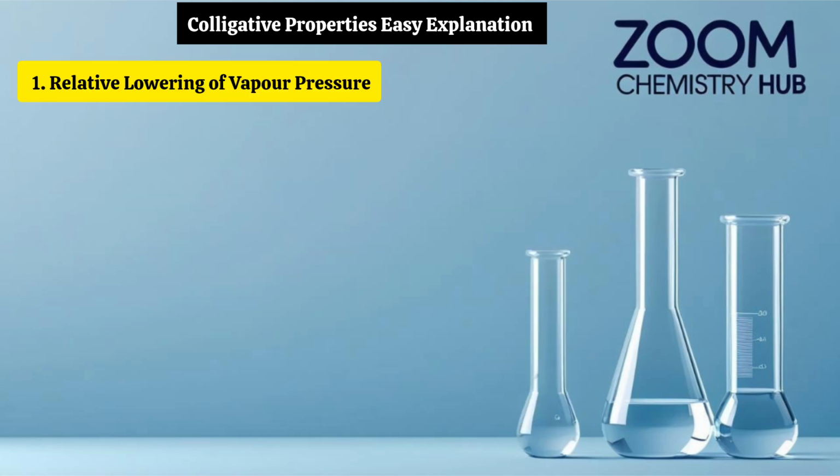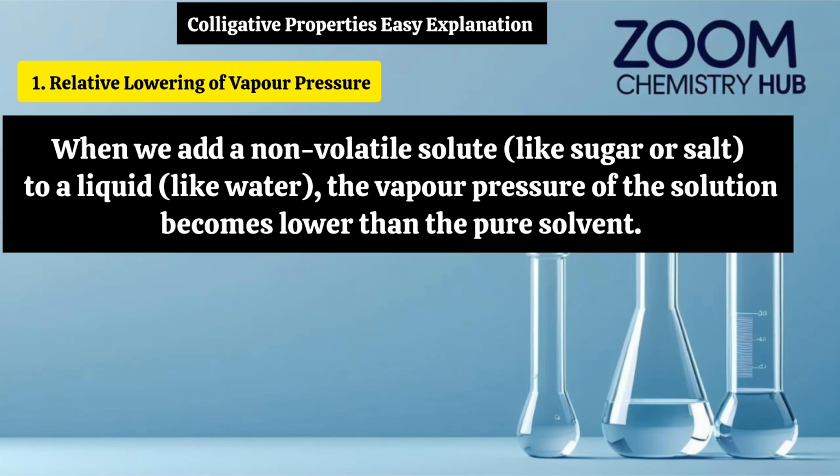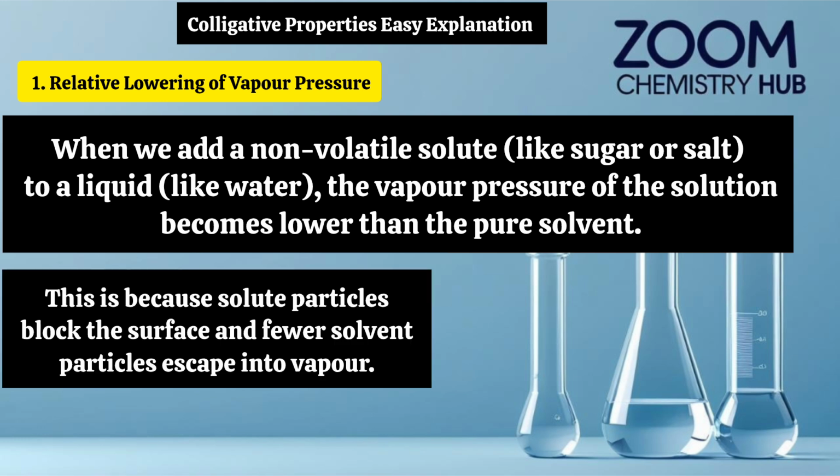First, relative lowering of vapor pressure. When we add a non-volatile solute like sugar or salt to a liquid like water, the vapor pressure of the solution becomes lower than that of the pure solvent. Why does this happen? Because the solute particles block the surface, and fewer pure solvent particles escape into the vapor.